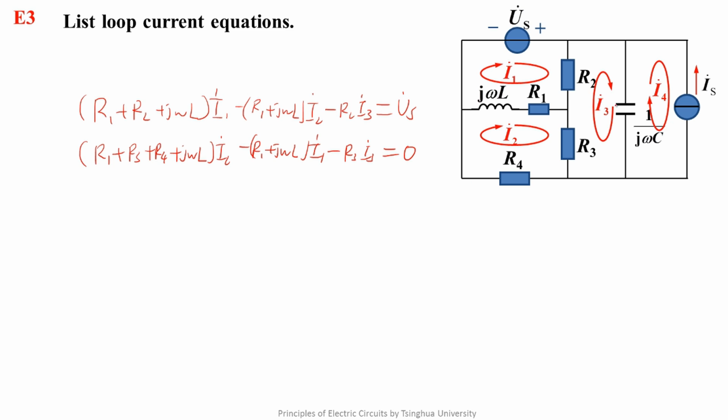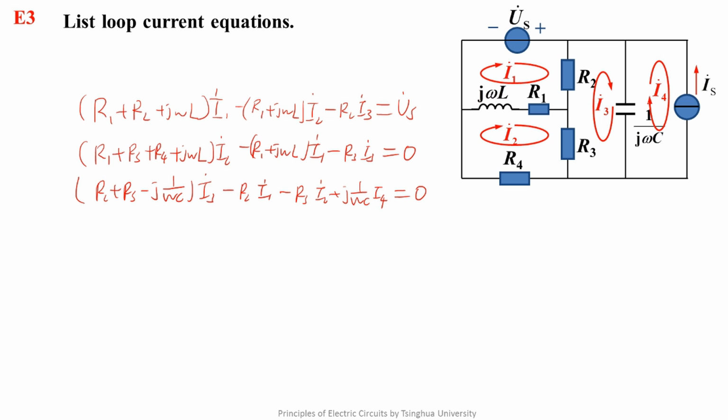For loop 3, its self-impedance is like this. Similarly, negative R2 is a mutual impedance between 1 and 3. Negative R3 is between 2 and 3. 1 over j omega C is between 3 and 4. I3 and I4 are opposite on this impedance, so we have this. There isn't a voltage source in loop 3 either, so the right term is also 0.